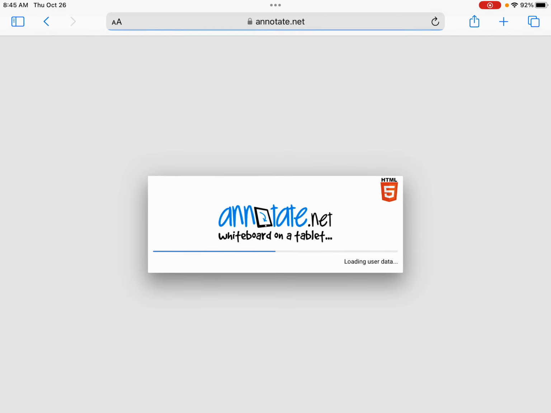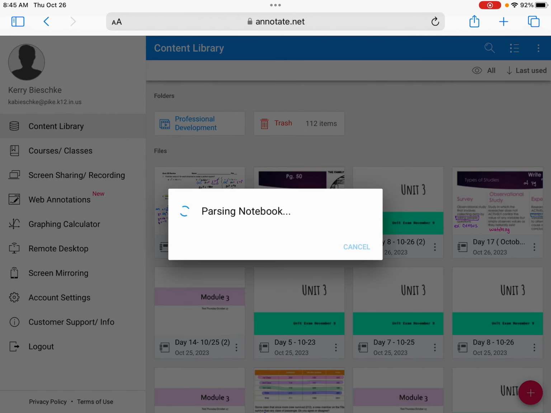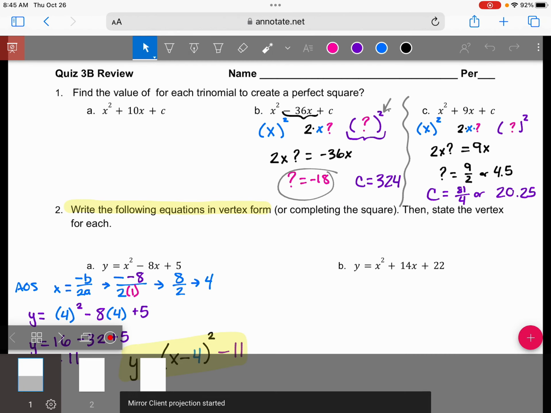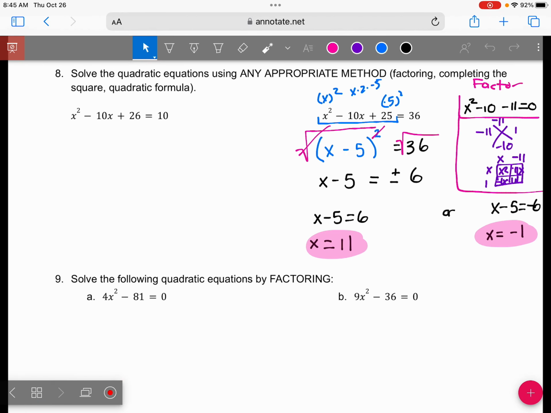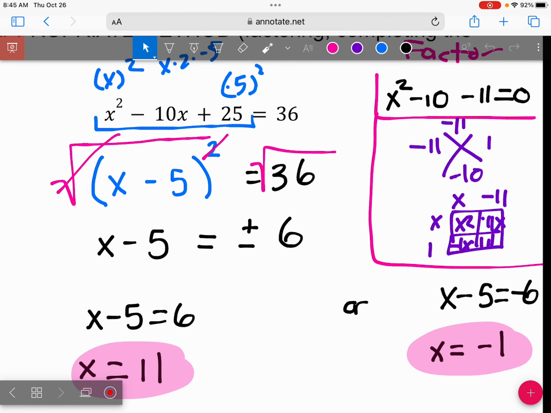This is a grumpy screen now because mine just totally froze. There we go. Come on. This is exactly as functional.